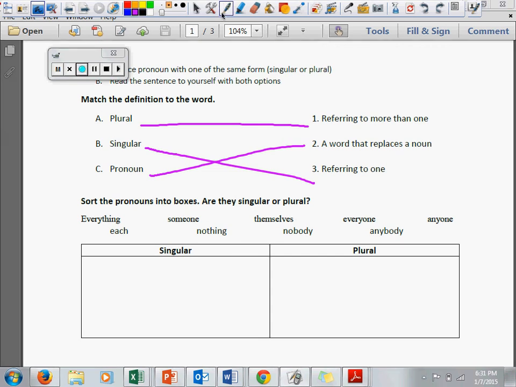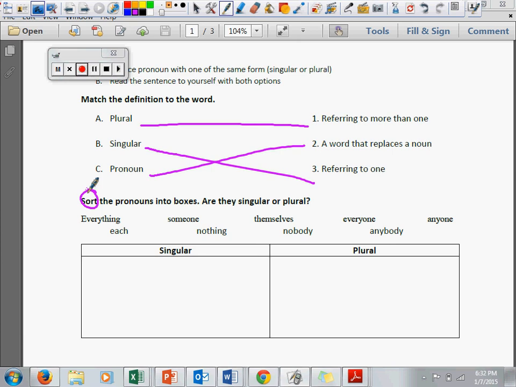Down here it says, sort the pronouns into boxes. Are they singular or plural? Give this one your best try. Make sure you're doing it in pencil. Some of these are tricky. We're going to go over the first two together, and then I'm going to let you finish the rest on your own and double check your answers.